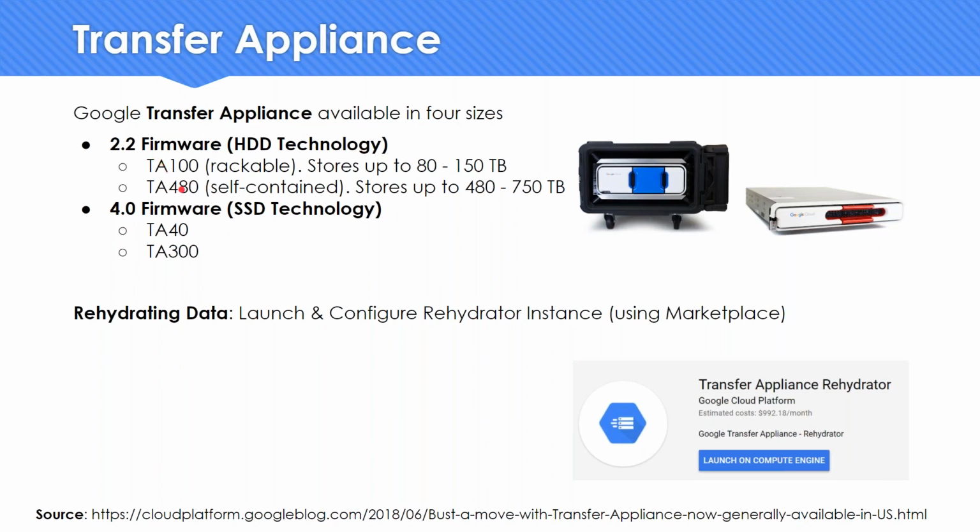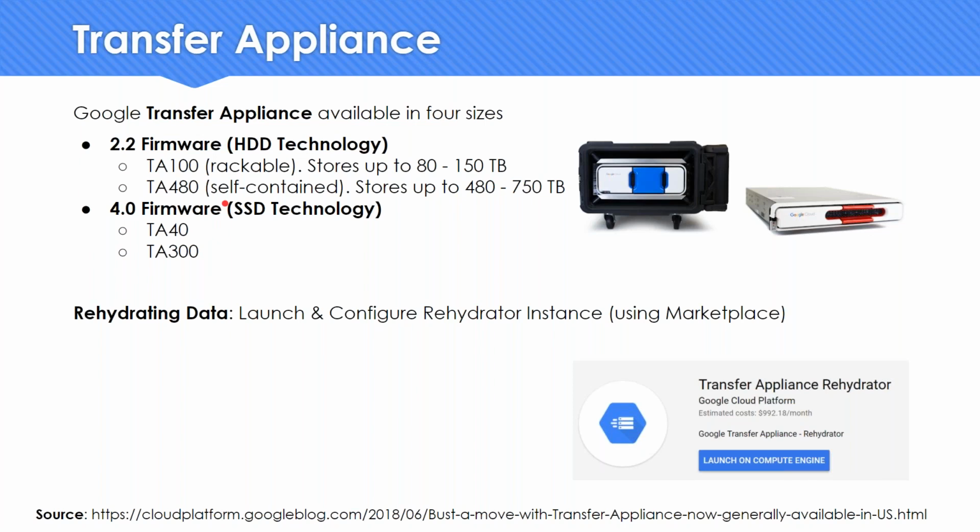TA100, TA480 are on HDD, magnetic disk type. And there's a new version 4.0 firmware where it is going to be on SSD, solid state drive, where you get it in smaller versions also. 40 terabytes you can transfer, or you get a 300 terabyte option. So there are totally 4 sizes which you get.